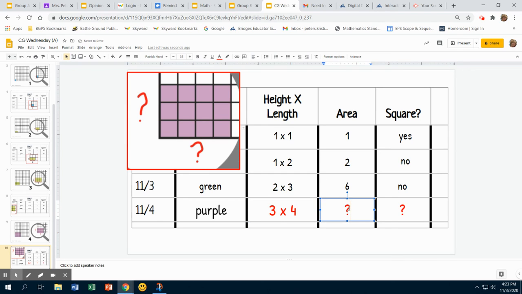Well, what would the area be? How many square units does it take? If we think about that purple part as being a figure, how many purple squares did it take? If you thought of it as three groups of four, you would be correct. Four and four is eight, and four more is 12. So it has an area of 12. Is it a square? Nope. Remember, a square is a rectangle that has four equal sides. So, nope. And there you go.